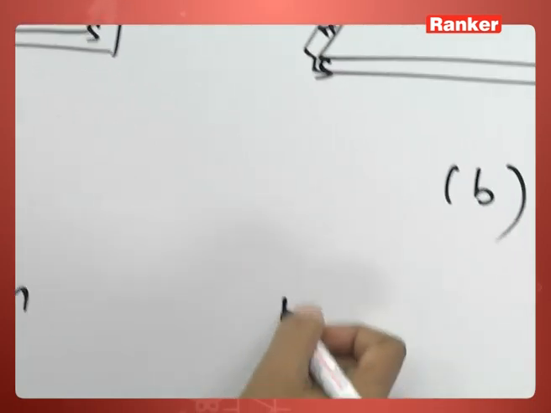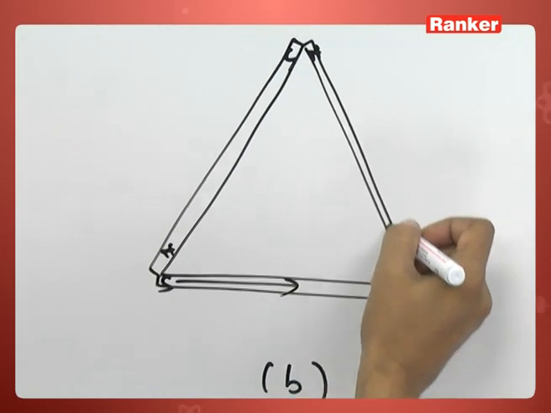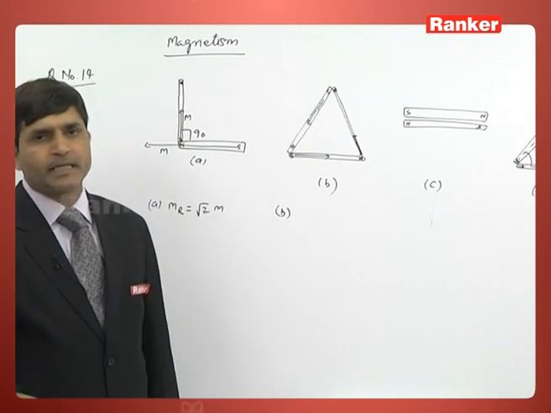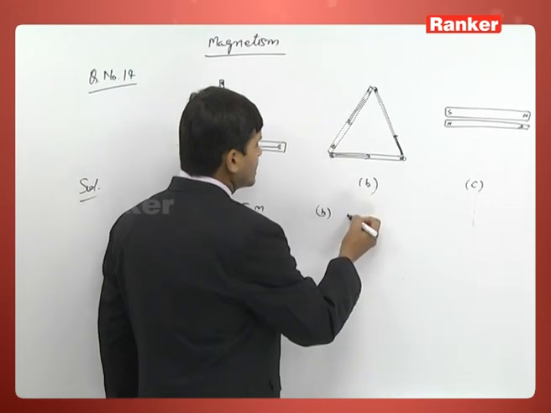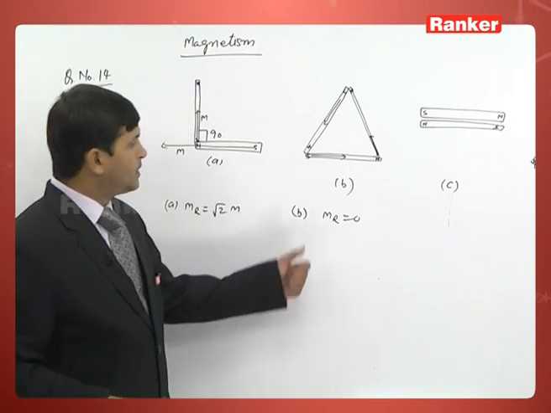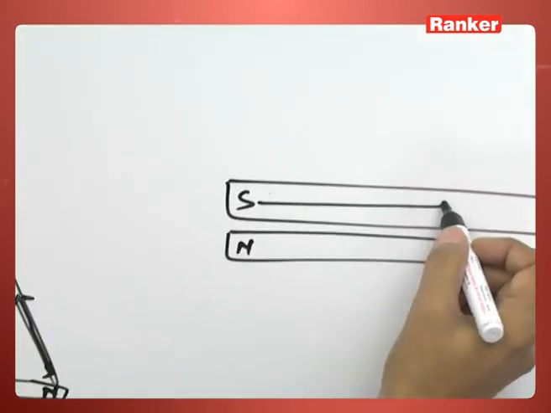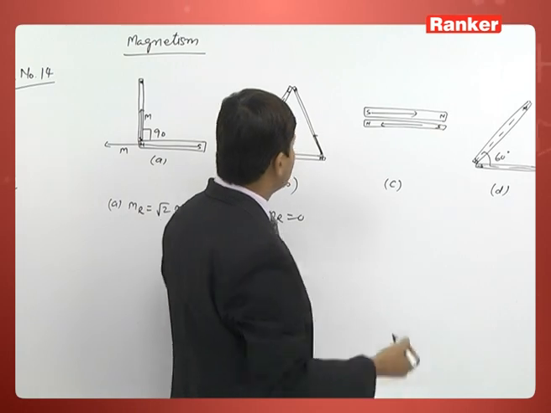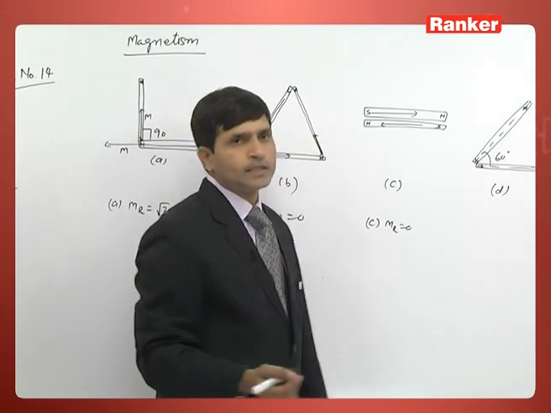For the second, B, south to north, this is one, then south to north, and then this is south to north. These three are a cyclic vector. When the cyclic vectors are there, the resultant will always be 0. So for B, the resultant magnetic moment will be 0. And the C, one magnetic moment in this direction, another in this. So these two also are equal and opposite. So in the C option, the resultant is also 0.